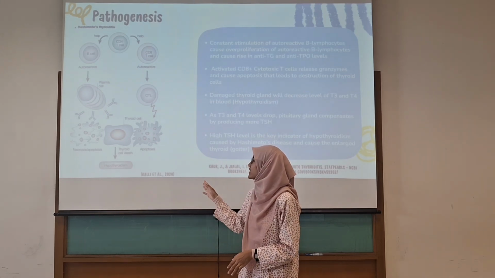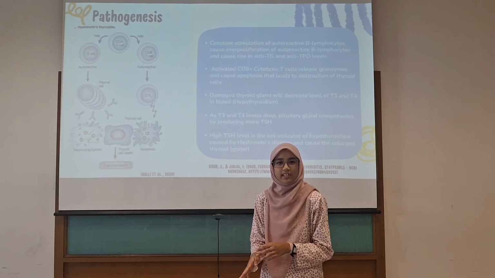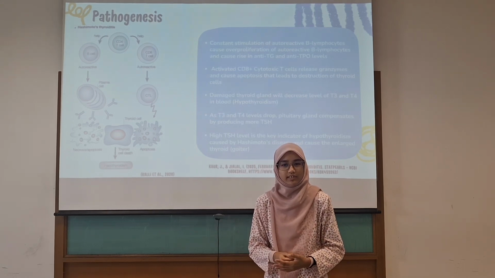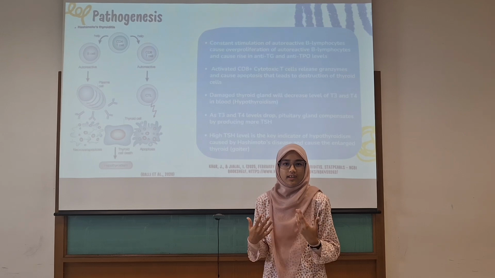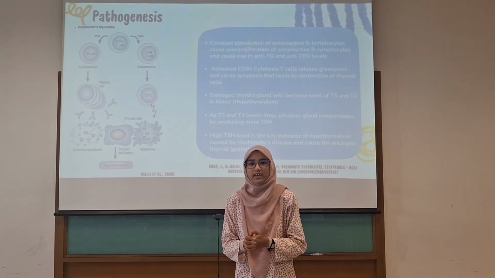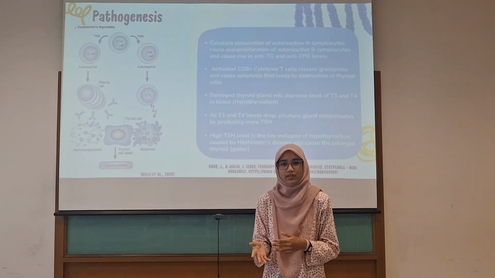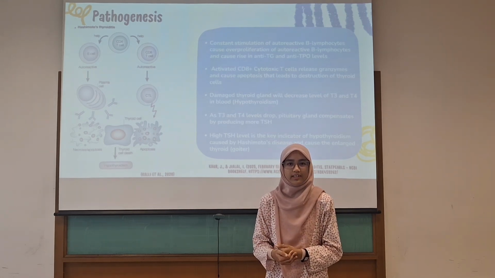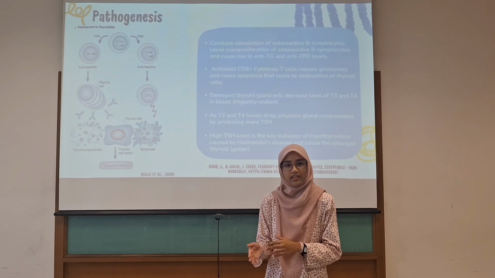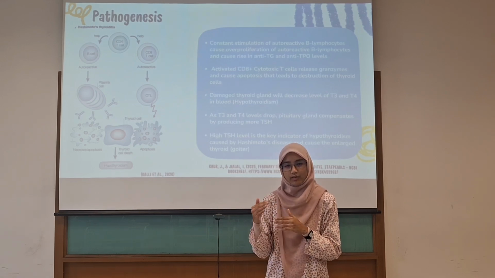The thyroid cell death will lead to hypothyroidism, which is the decreased level of thyroid hormones T3 and T4. In a healthy person, as the T3 and T4 levels decrease, the pituitary gland will produce more TSH, which is thyroid stimulating hormone, to stimulate the thyroid gland and increase the T3 and T4 levels back to the normal level.